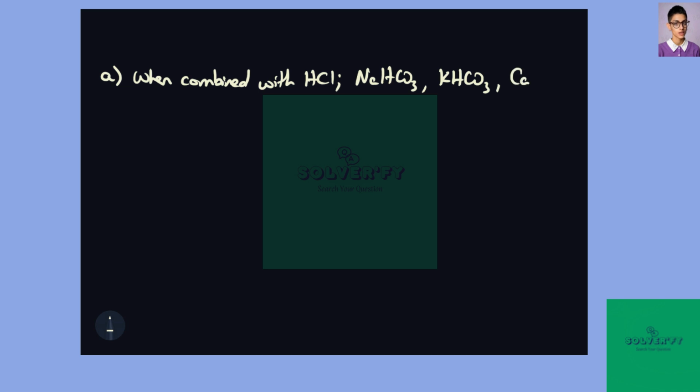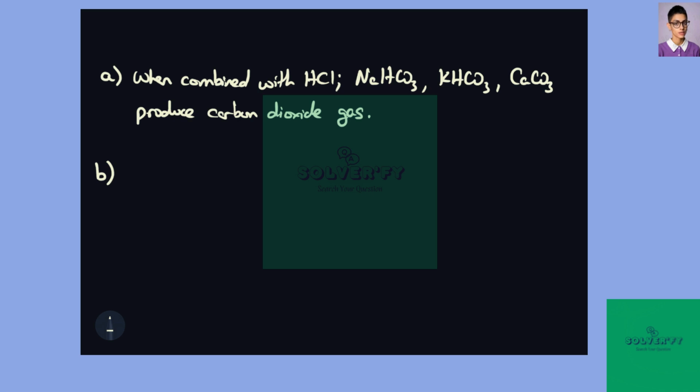Looking at the list of common active ingredients found in antacids, for part A, we're asked which of the compounds produce gas-forming reactions when combined with HCl. So when combined with HCl, NaHCO3, KHCO3, and CaCO3 produce carbon dioxide gas. So those would be the three that would participate in a gas-forming reaction.